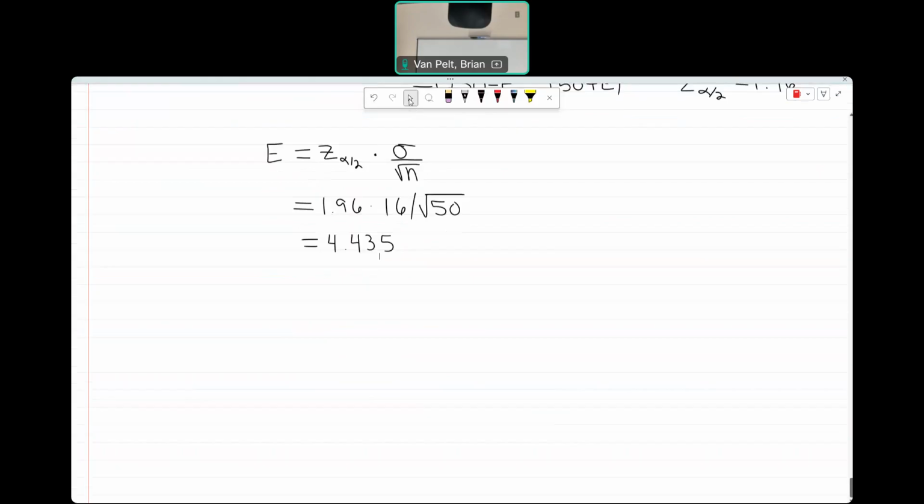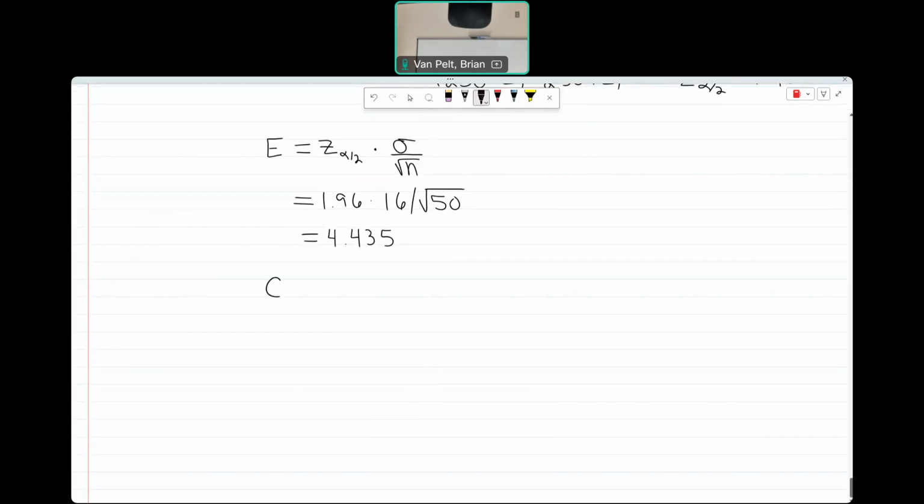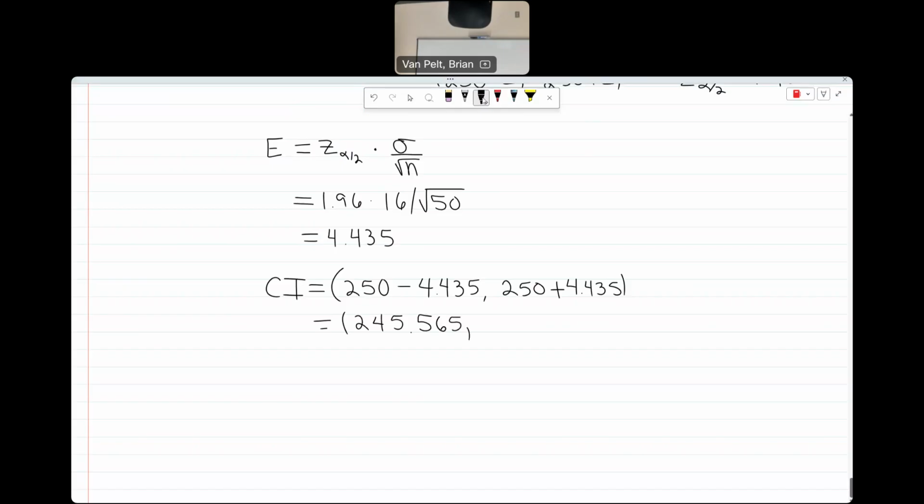And we're ready to finish the problem off. So our confidence interval was 250 minus 4.435 to 250 plus 4.435. Any questions about that?